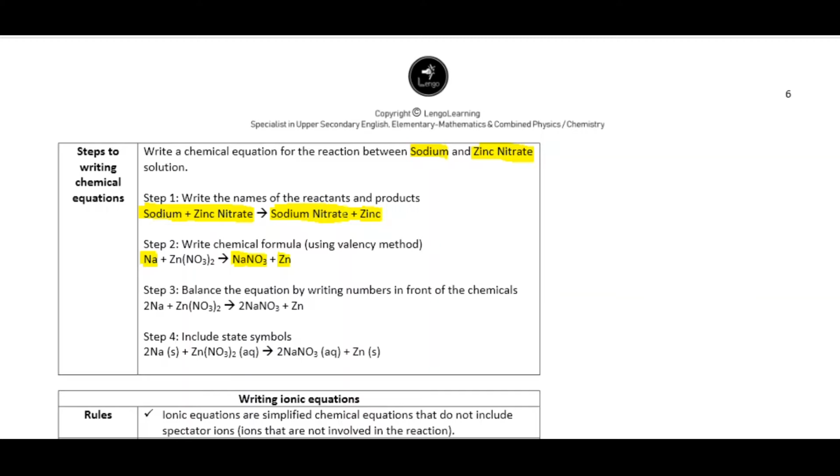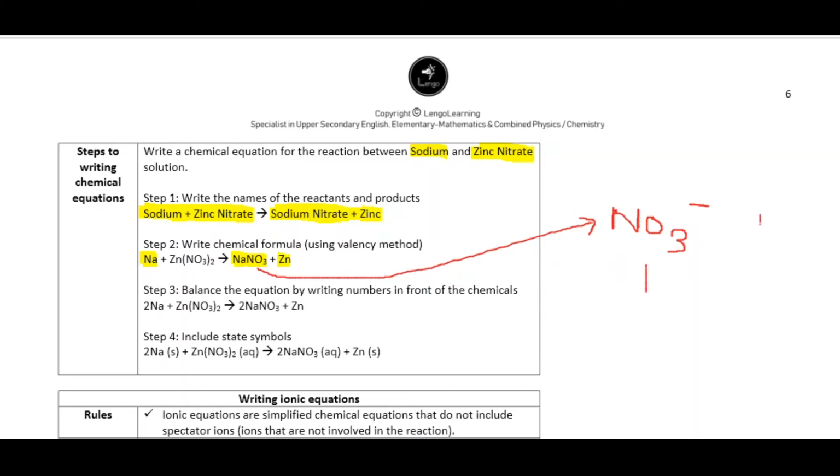So based on this charge, because nitrate has a minus charge, in this case nitrate is actually NO3 minus. So what it actually has is that it has a valency of 1.